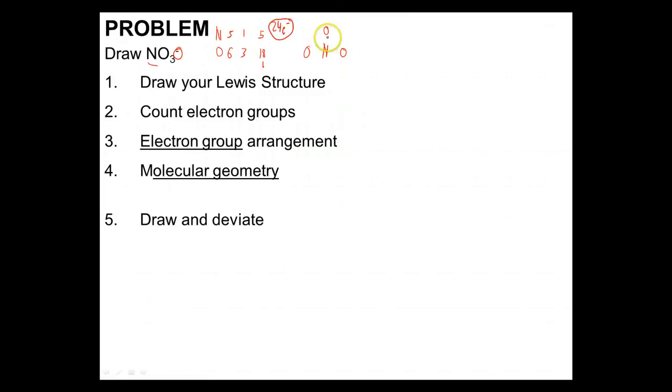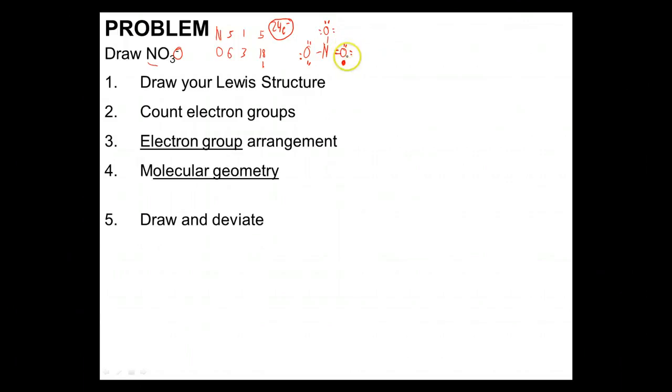So we start drawing them in. 2, 4, 6, 8, 10, 12, 14, 16, 18, 20, 22, 24. I've used up all of my electrons. I check my octets. I can see right away that I'm going to have to kick in one of these electron pairs and make a double bond.